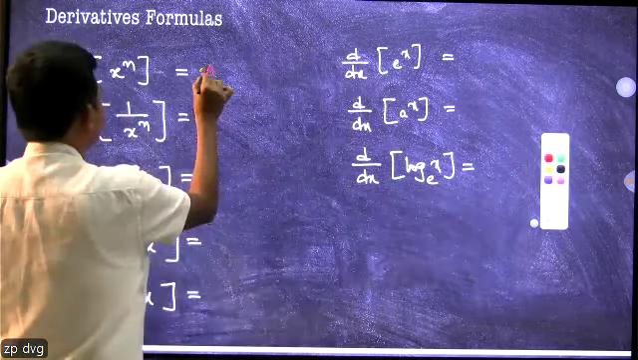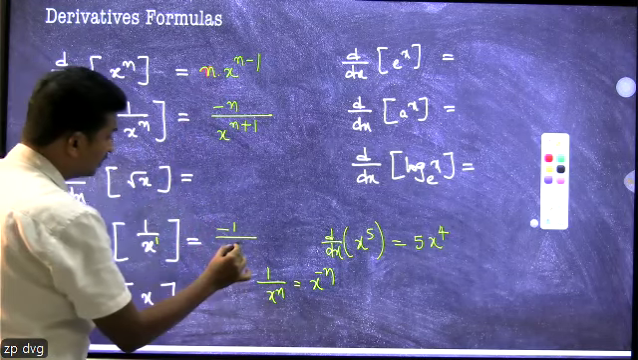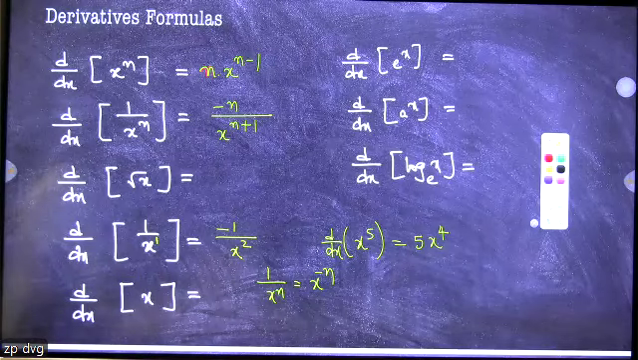Here, x power 1 will be there. Derivative of 1 by x is what? Apply here: minus, in place of n, 1 is there, divided by x power 1 plus 1. 1 plus 1 is 2. Derivative of 1 by x is what? Derivative of 1 by x is minus 1 by x square.